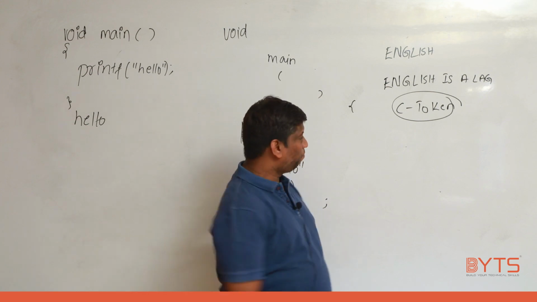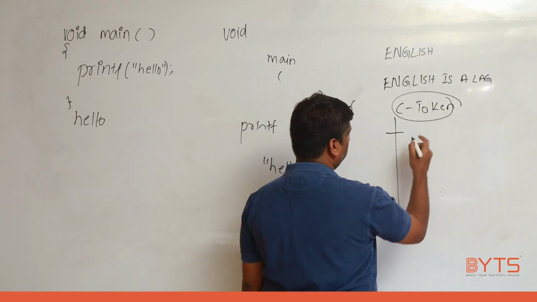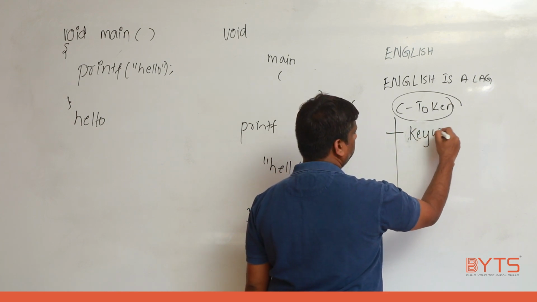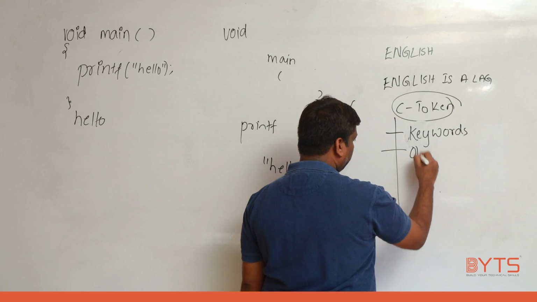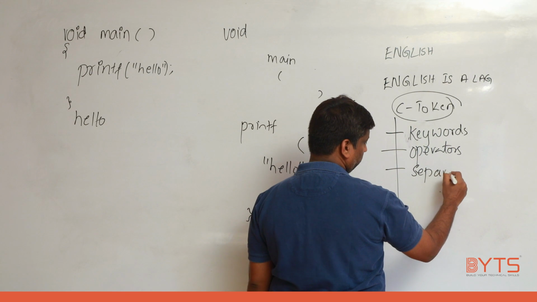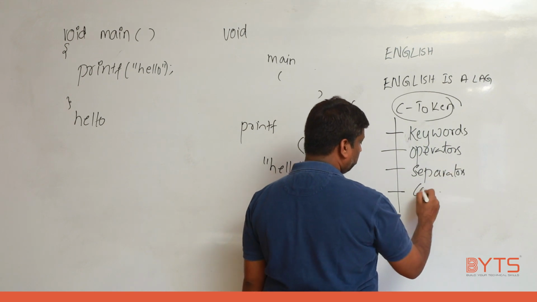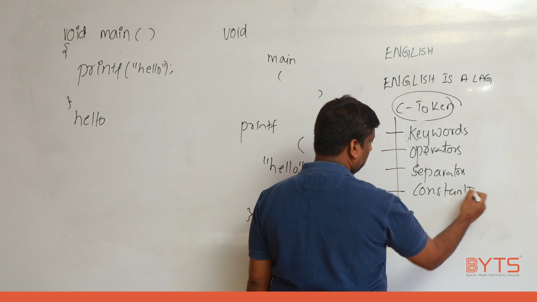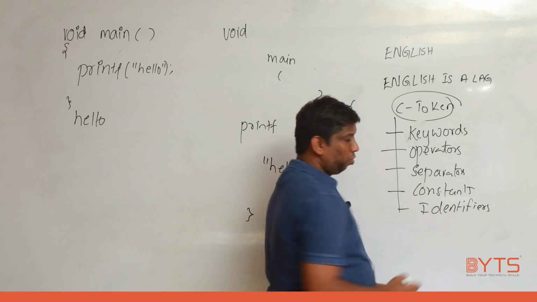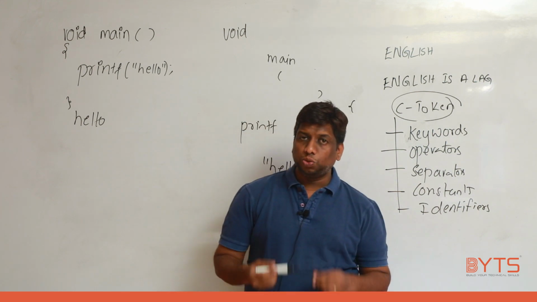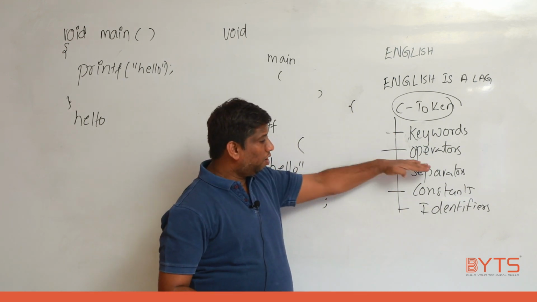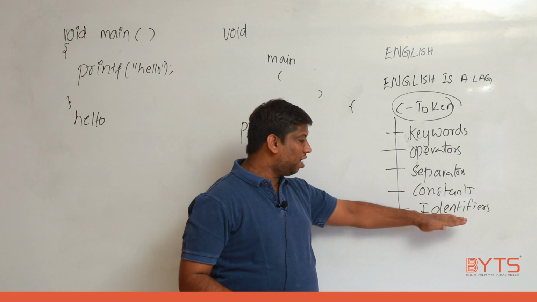C tokens are keywords, operators, separators, constants, identifiers. Try to understand, again I am telling: the smallest individual unit in C language is called a C token. C tokens are keyword, operator, separator, constant, identifier.